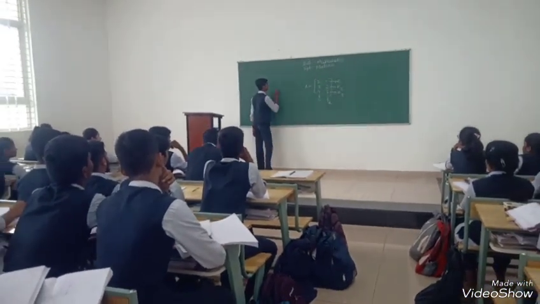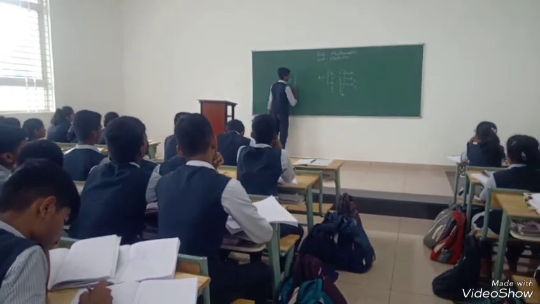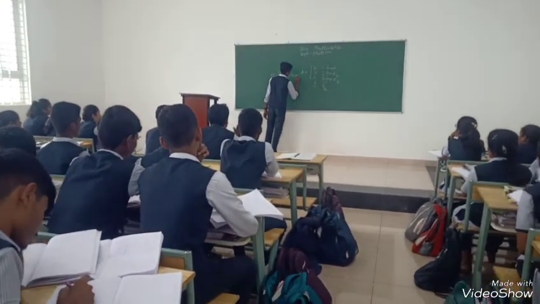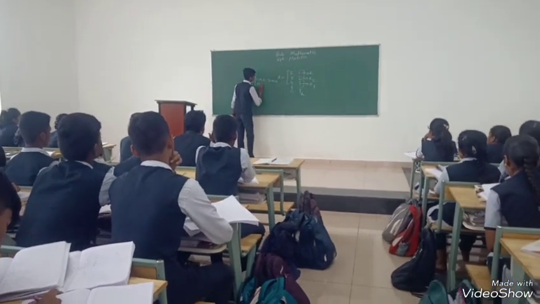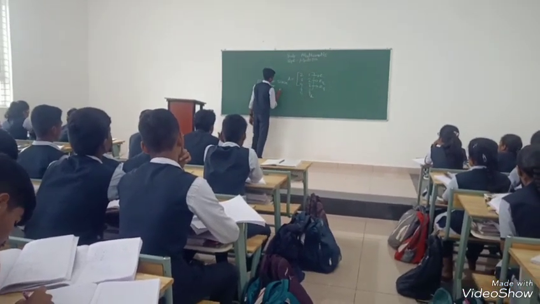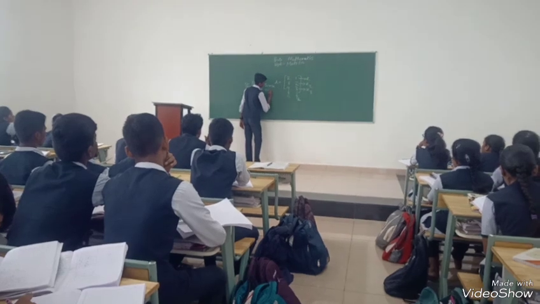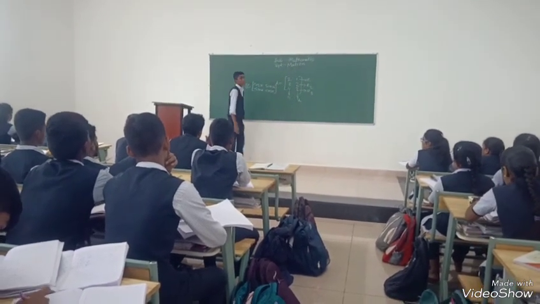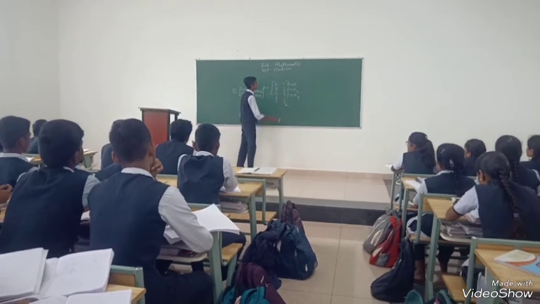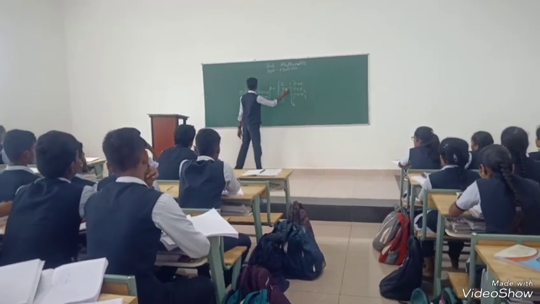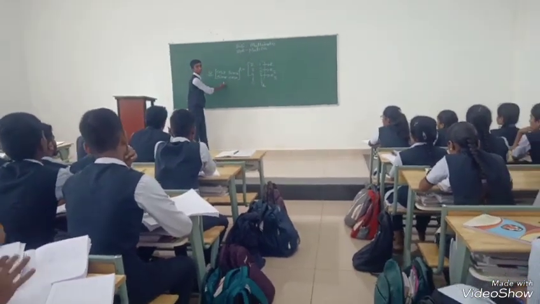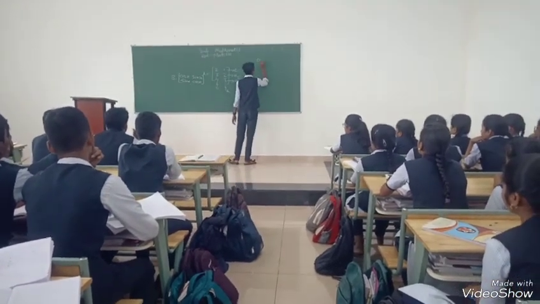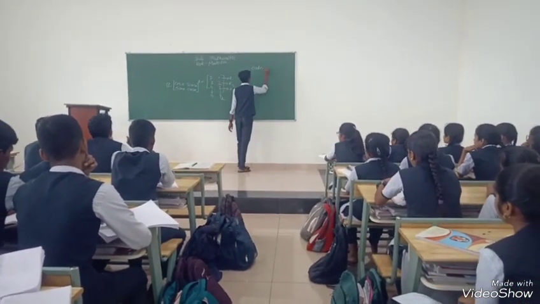Then another example. A matrix is not only represented for numbers, it is also represented for functions. Then let us move on to the order of the matrix.